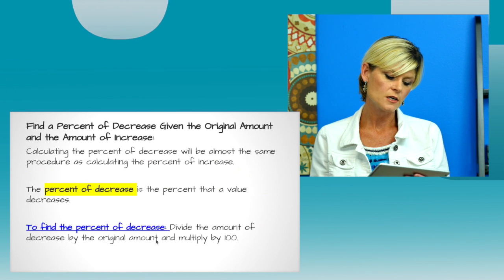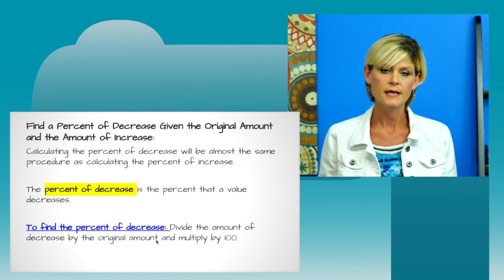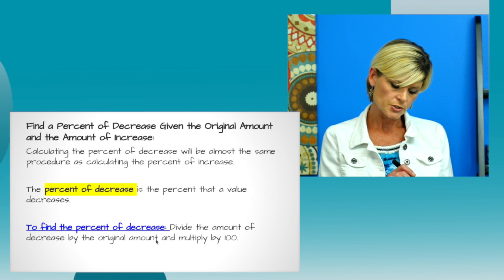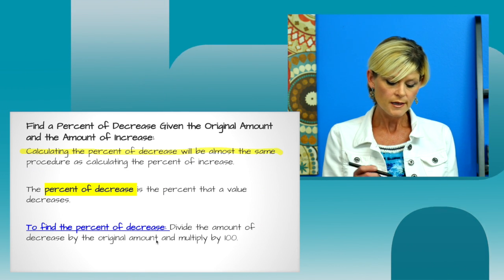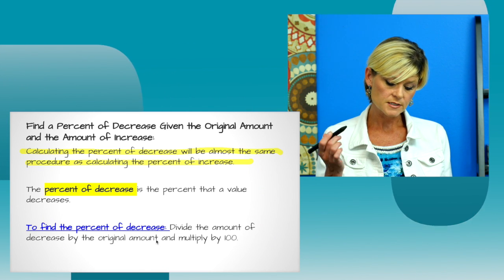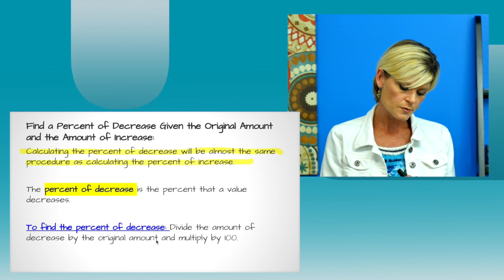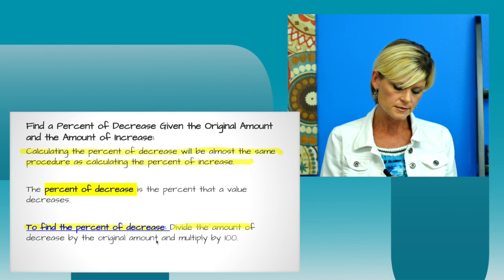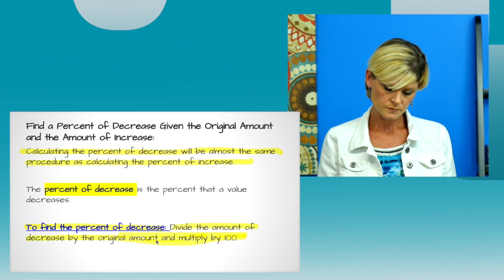All right, so now let's talk about how we find a percent of decrease given the original amount and the amount of increase. So I'm going to highlight this direction here. Calculating the percent of decrease is almost the same procedure as calculating the percent of increase. The percent of decrease is the percent that a value goes down or decreases. To find the percent of decrease, we do the same thing. We simply divide the amount of decrease by the original amount and multiply by 100.